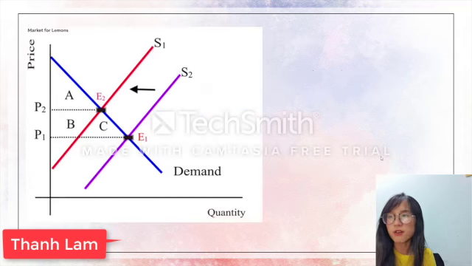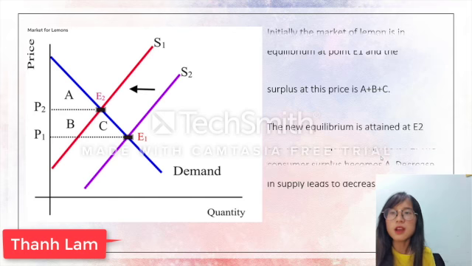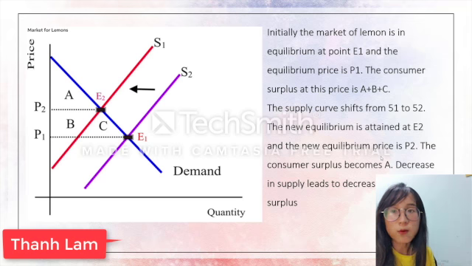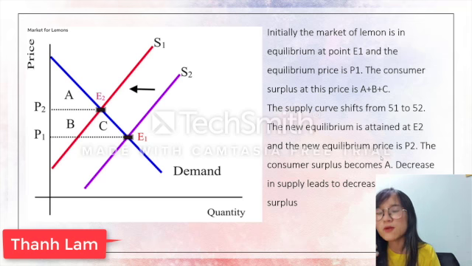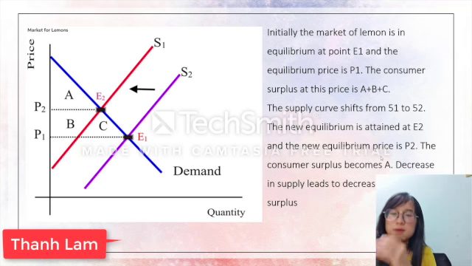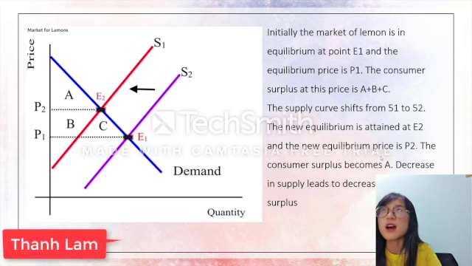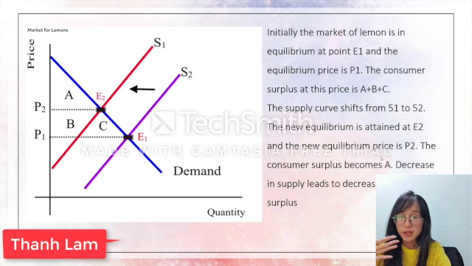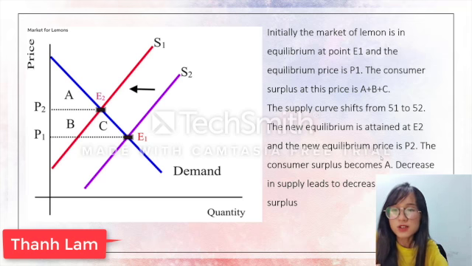As you can see from the figure here, the initial market for lemons is in equilibrium at point E1, at equilibrium price P1. The consumer surplus is A plus B plus C. The supply curve will shift from S1 to S2, and the new equilibrium is attained at E2. The consumer surplus becomes A, and the decrease in supply leads to a decrease in consumer surplus.